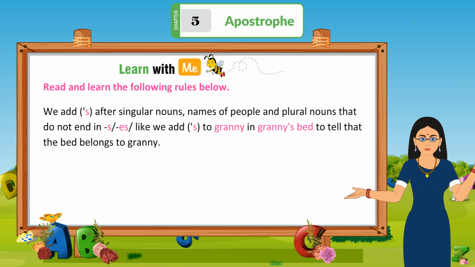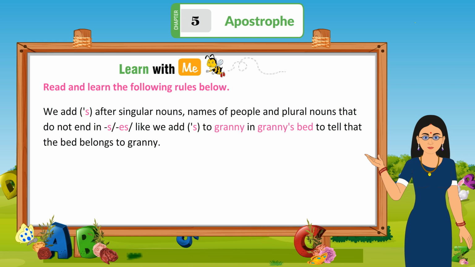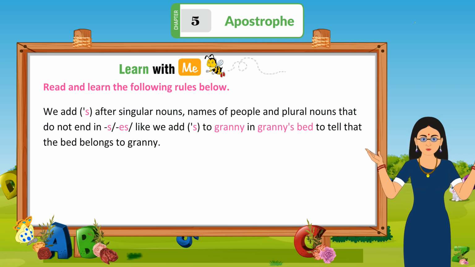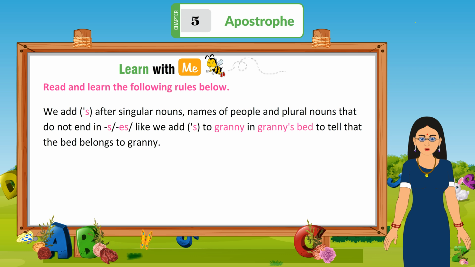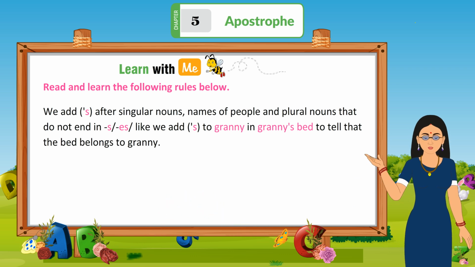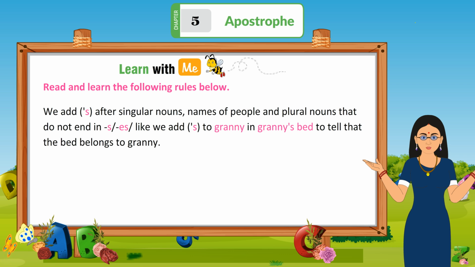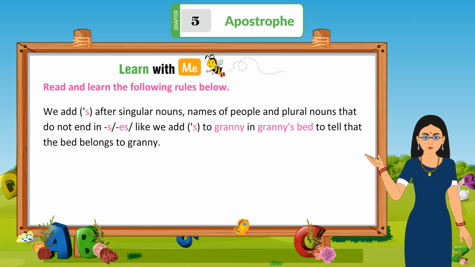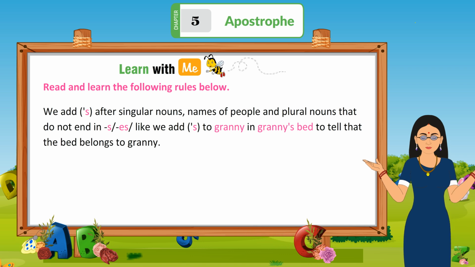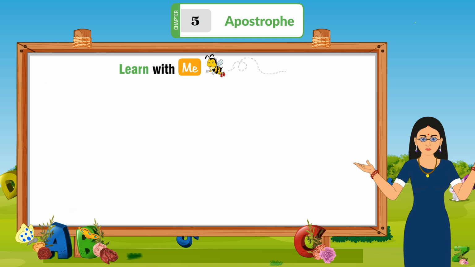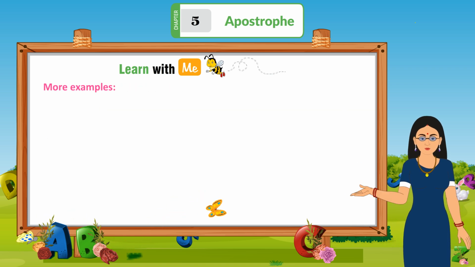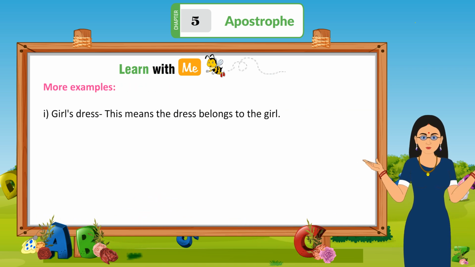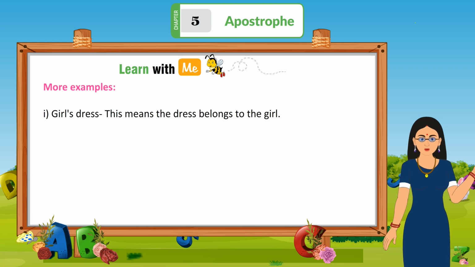We add an apostrophe after singular nouns, names of people, and plural nouns that do not end in s, like we add an apostrophe to granny in granny's bed to tell that the bed belongs to granny. More examples. 1. Girl's dress. This means the dress belongs to the girl.